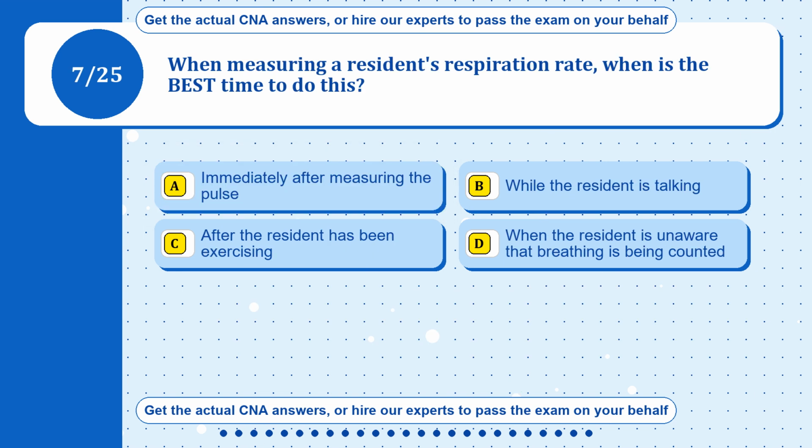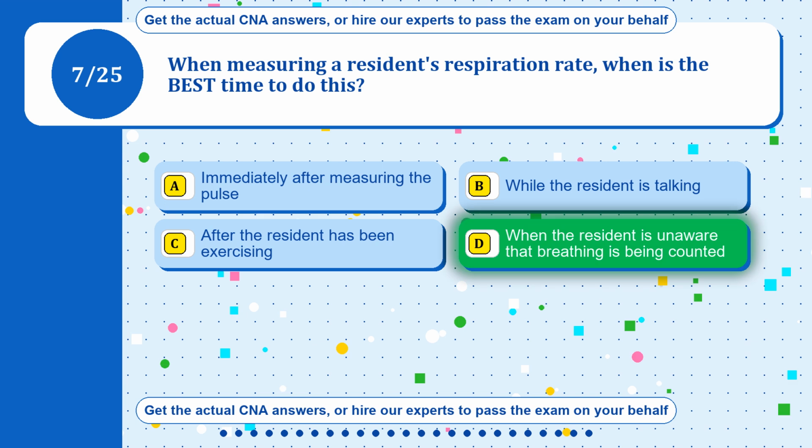Question 7. When measuring a resident's respiration rate, when is the best time to do this? Option A. Immediately after measuring the pulse. Option B. While the resident is talking. Option C. After the resident has been exercising. Option D. When the resident is unaware that breathing is being counted.